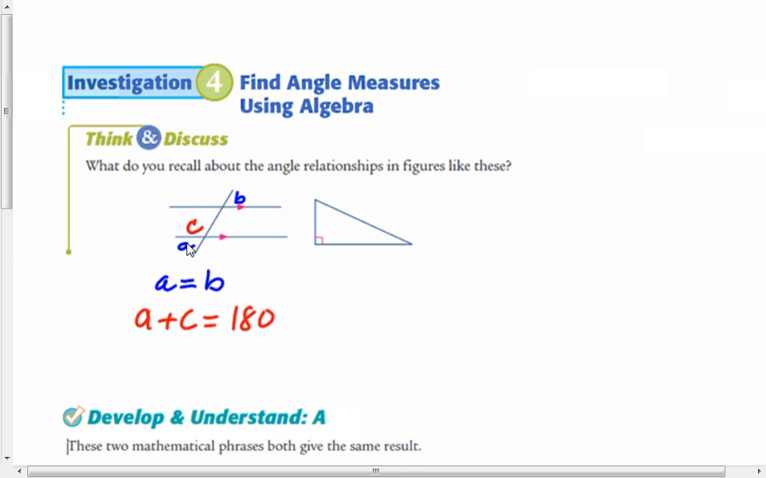And in a triangle, let's say I label this A and this B, and it looks like it's a right triangle. I know that A plus B is equal to 90 because all three angles add up to 180. So if I took the right angle away from 180, I'm left with 90. So those are some of the ideas we're going to use.